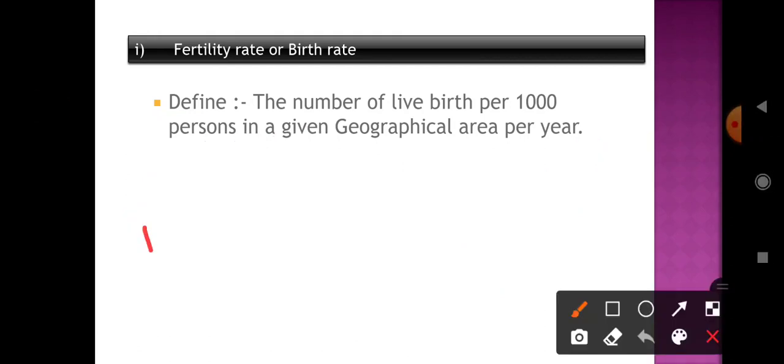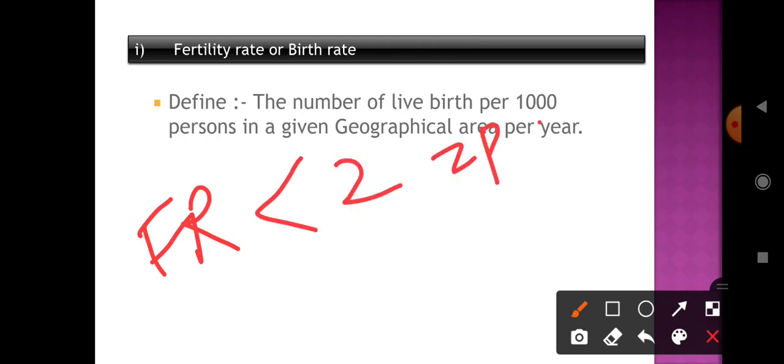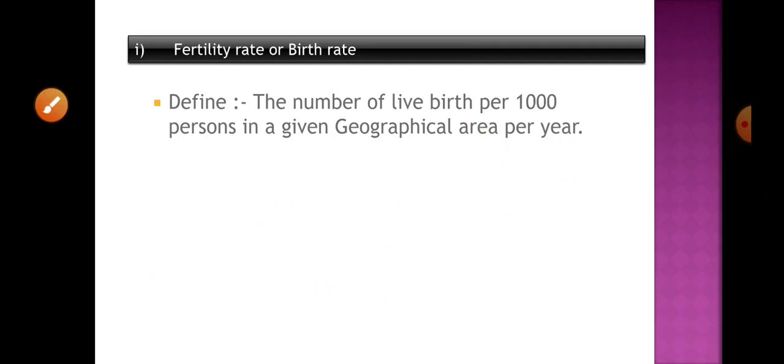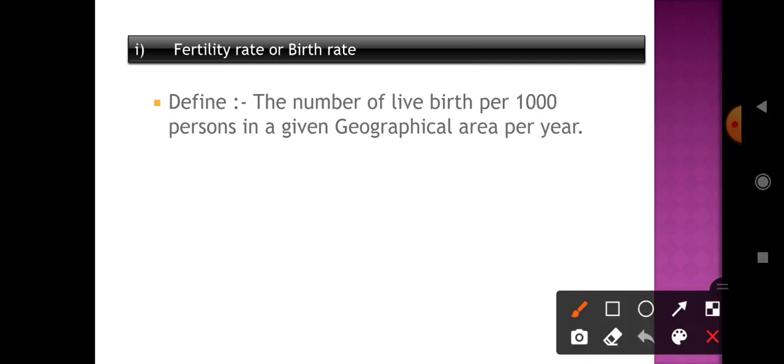If the fertility rate is more than 2, the population increases. And if the fertility rate is less than 2, the population decreases. So in this way we can understand how important the fertility rate is. And if you want to understand more about it, there are some more examples, there is more data. What are these? Just like countries, just like India.